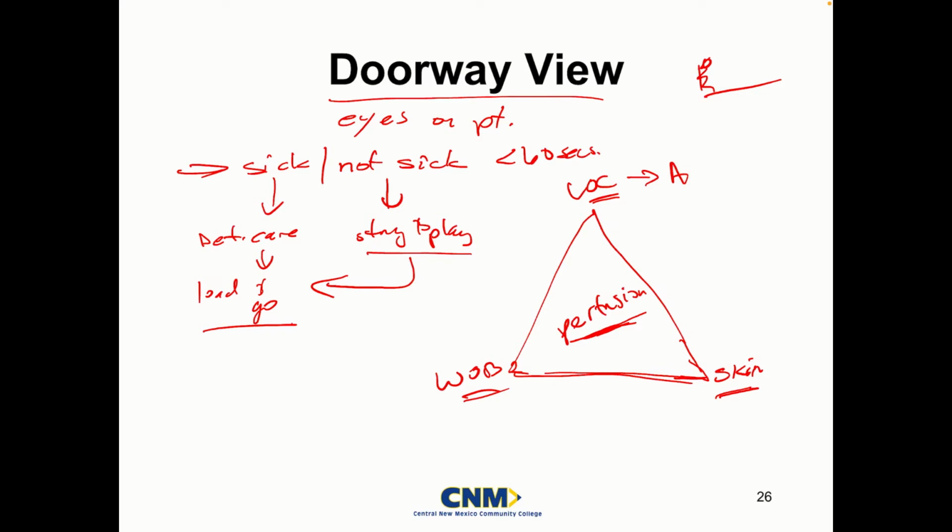They should be able to see me. They should know I'm there, and their eyes should be awake. If their eyes are not open and they're not awake when I arrive, something might be wrong. So we're probably going to say this patient may be sick. If their LOC is normal, they're awake, look at their skin and their work of breathing.